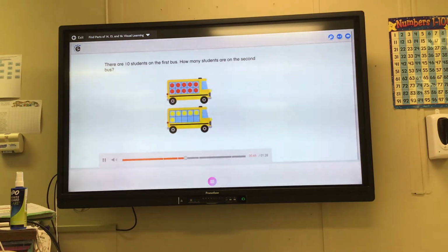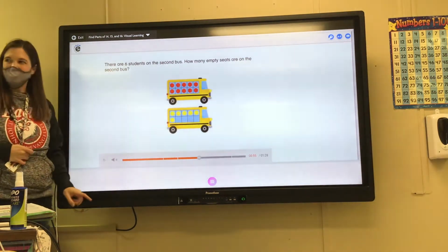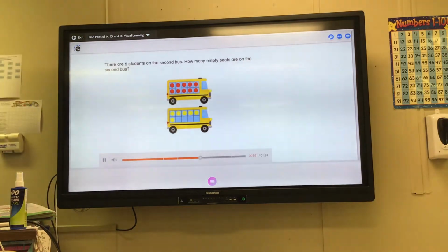How many students are on the second bus? 6. There are 6 students on the second bus. How many empty seats are on the second bus? 4. 5, 6. 1, 2, 3, 4 empty seats. There are 4 empty seats.